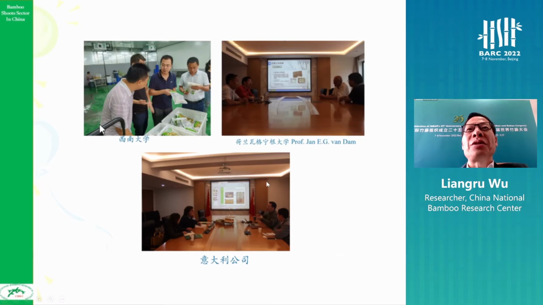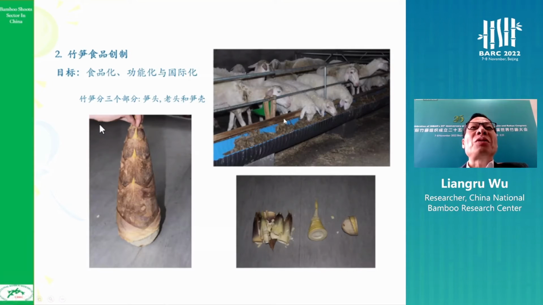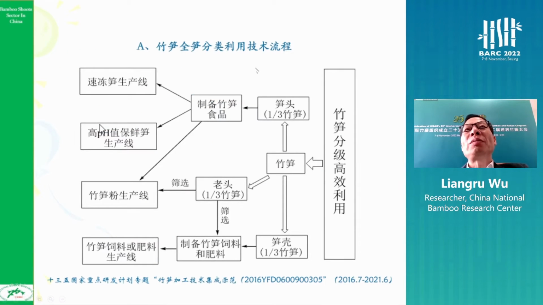And these are pictures showing the cooperation and exchanges with a Dutch university and an Italian company, as well as Southwestern University. Our aim is to develop bamboo shoot as a food, to make full use of its function, and make it an international food. Usually we know bamboo shoots consist of three parts: the top part, the shell part, and the core part.